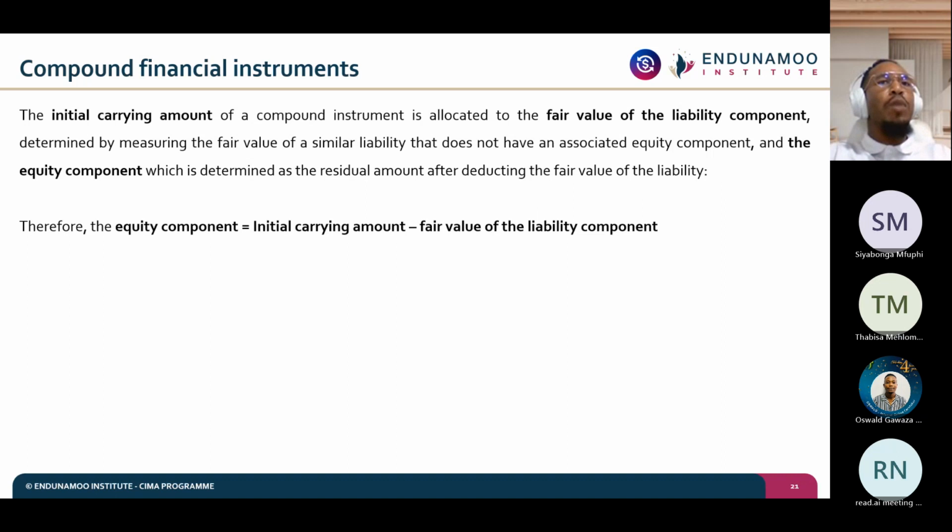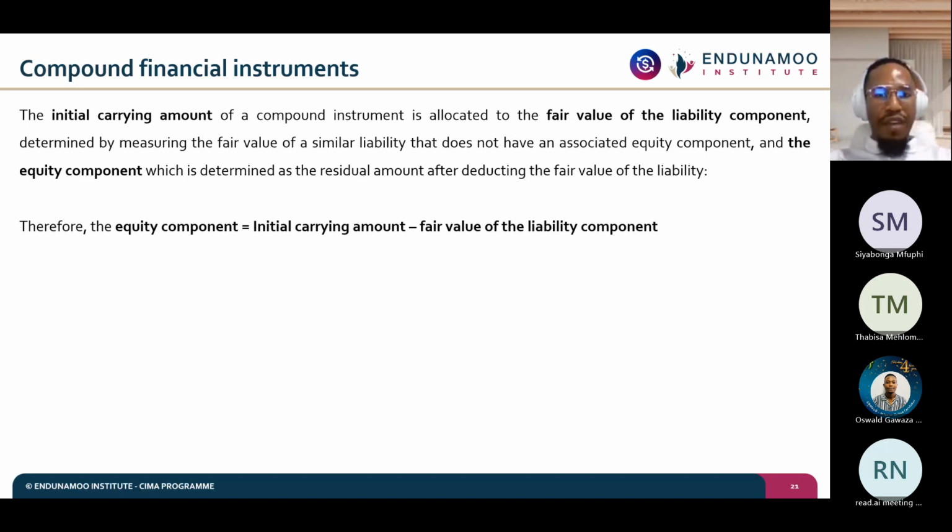And how do we determine the equity component? Simply by using a residual. It's determined as the residual amount after deducting the fair value of the liability. Therefore, this tells us that the equity component is equal to the initial carrying amount minus the fair value of the liability component. A simpler way of thinking of this is as follows.